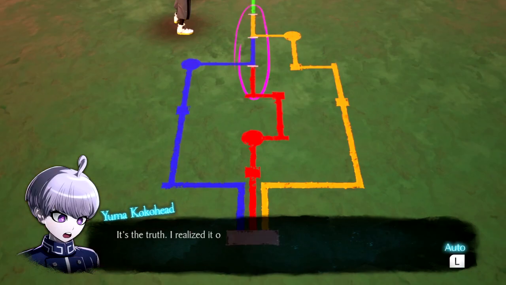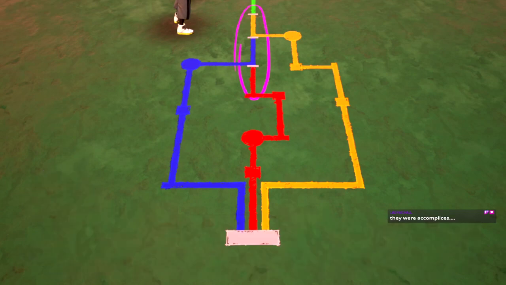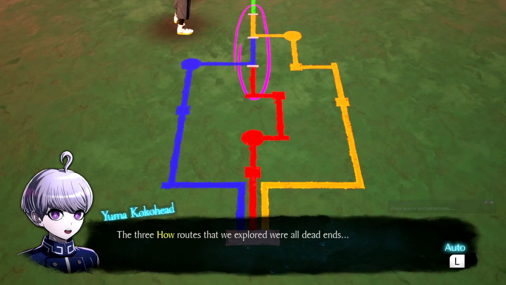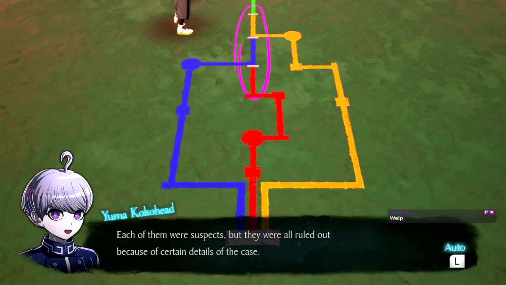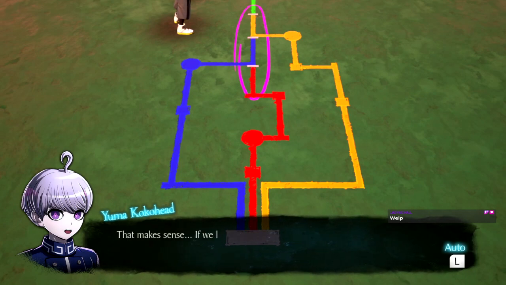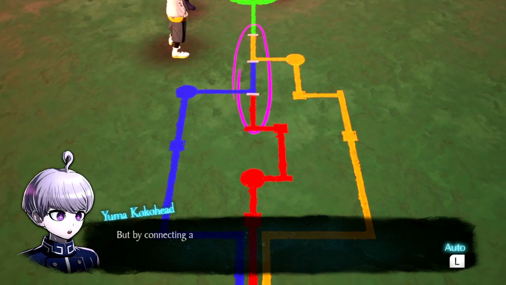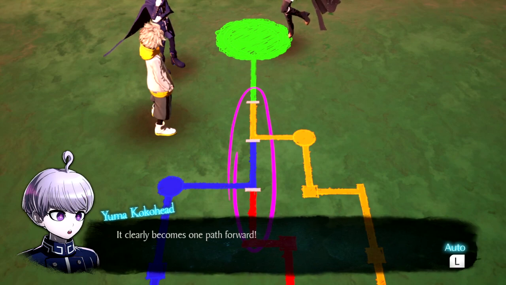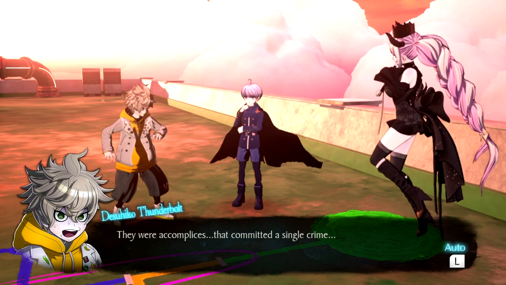It's the truth. I realized it once you drew this map, Desuhiko. The three Hao routes that we explored were all dead ends. Each of them were suspects, but they were all ruled out because of certain details of the case. That makes sense. If we look at them separately, we get dead ends. But by connecting all three routes like this, and looking at it as a single criminal act, it clearly becomes one path forward. They were accomplices that committed a single crime.